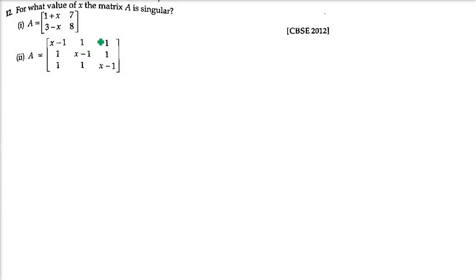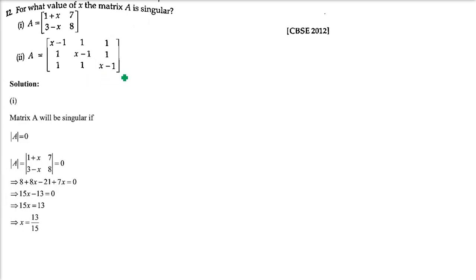Okay, the next one. For what value of x is the matrix A singular? Now what is a singular matrix? The determinant of a matrix, if it is 0, then the matrix is singular. That is, this is the determinant. So we'll find the determinant and put it equal to 0. So 1 plus x, 3 minus x. Here you get 7 and 8.